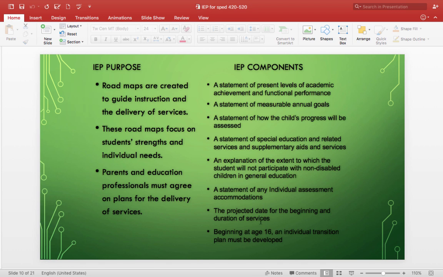Now, remember, the federal government says at age 16, the individual transition plan must be developed, but every state says the age of 14.